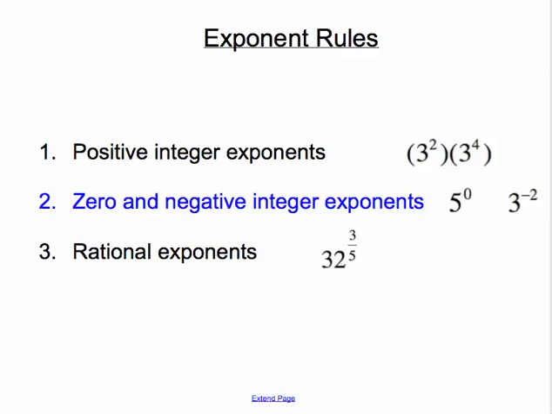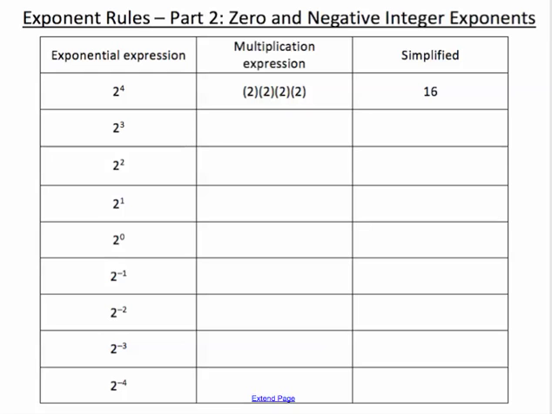In this video, we're going to continue looking at exponent rules. Previously, we looked at positive integer exponents, and now we're going to consider 0 and negative integer exponents. And we're going to do that by looking at this table.